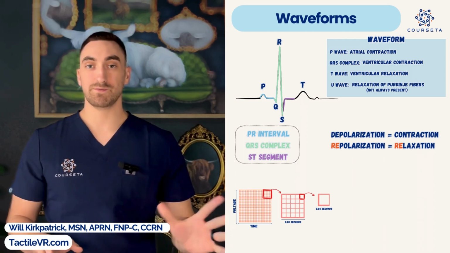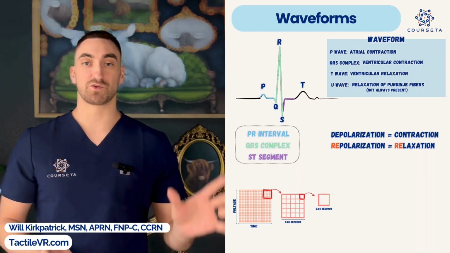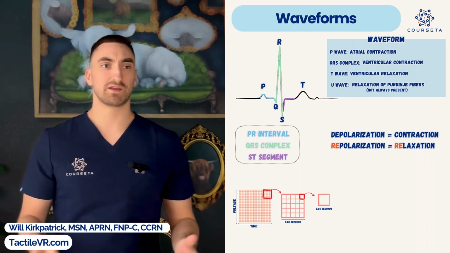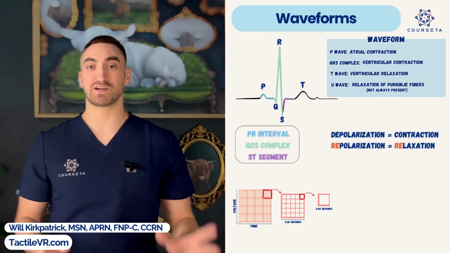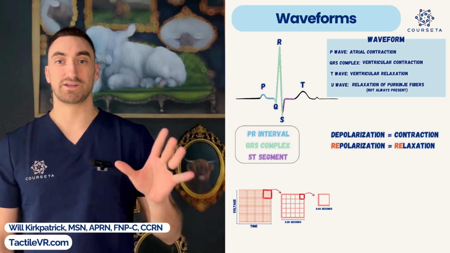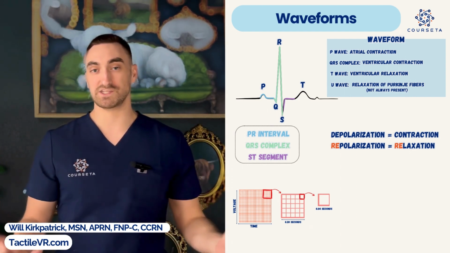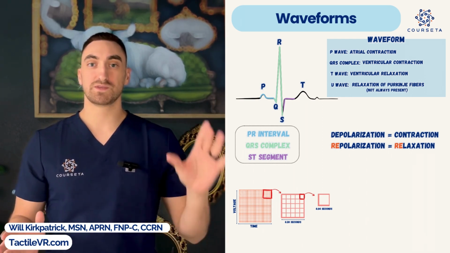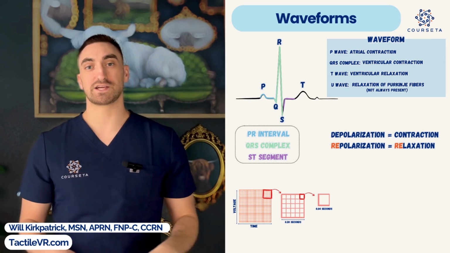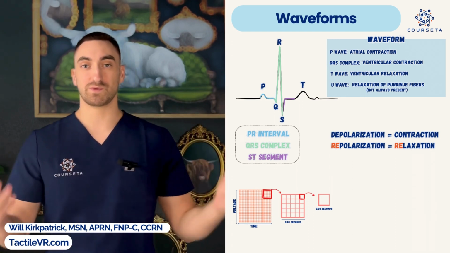And then we have the T wave. So the T wave is ventricular relaxation. You may be thinking, well, where's the atrial relaxation? Well, the atrial relaxation gets hidden by the QRS complex. It actually relaxes during that time, but you can't see it on an EKG rhythm. So remember, P wave, atrial contraction, QRS, ventricular contraction, T wave, ventricular relaxation.